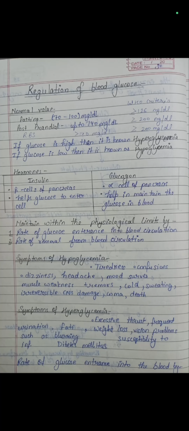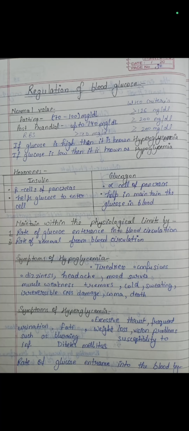If the glucose is high, then it is known as hyperglycemia. Here, high means above the normal range. Hyper means increased or above normal. Glycemia means glucose present in blood. If the glucose is lower than the normal value, it is known as hypoglycemia.